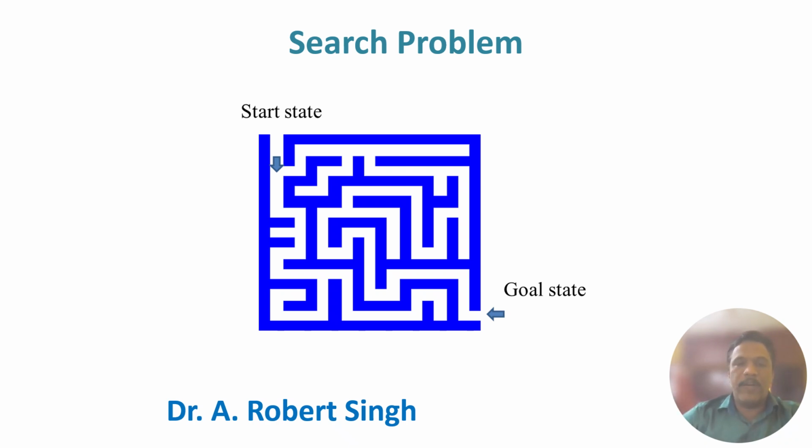Welcome to this video on the search problem in artificial intelligence. A search problem is about finding a path from a start state to a goal state. To do this, we define the state, the actions we can take, and the rules that show how one state leads to another. The challenge is to explore these states efficiently and choose the best path to reach the goal.